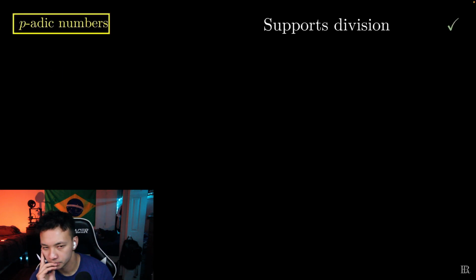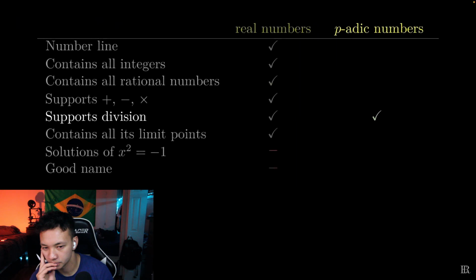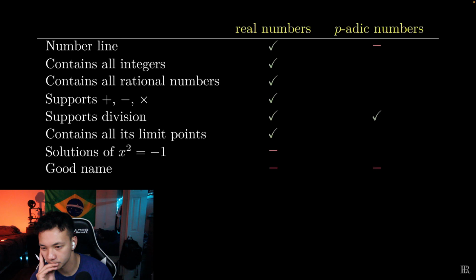Let's recap what we know so far. The p-adic numbers can't be organized along a number line, and they don't have the best name.